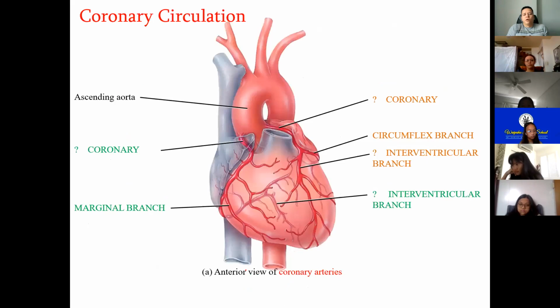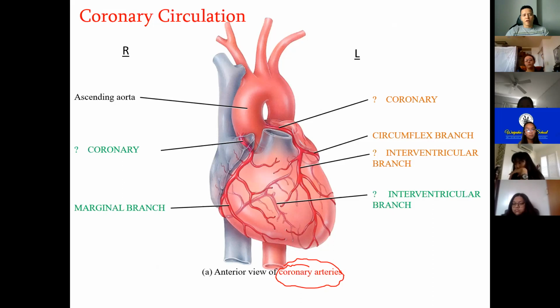All right, so let's look at the coronary circulation. First, we're going to go over the coronary arteries. And then in the next slide, we're going to go over the coronary veins, all right? There's going to be 6 coronary arteries and 3 coronary veins that I want you guys to know by name. I'm going to point them out, okay?